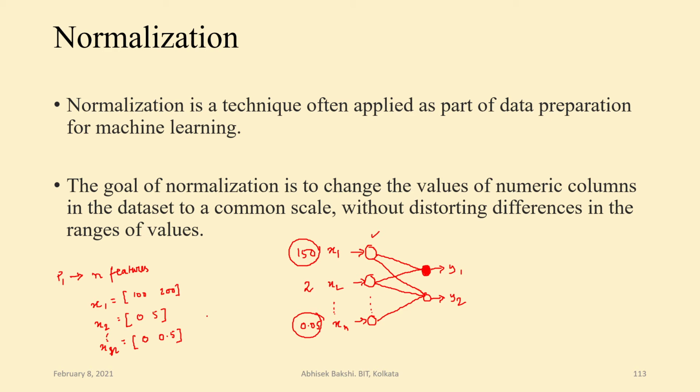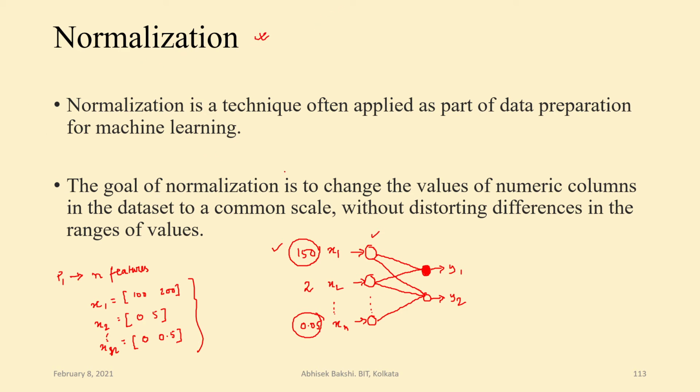And that's why there will always be a chance to get a biased learning due to the feature values of x1, which is not true, which should not be true. That's why we try to keep them in a particular scale for all the features so that no feature can dominate other features. And that is the purpose of this normalization technique.